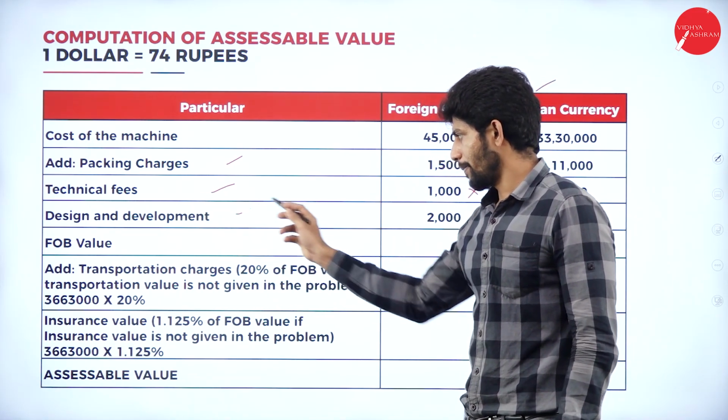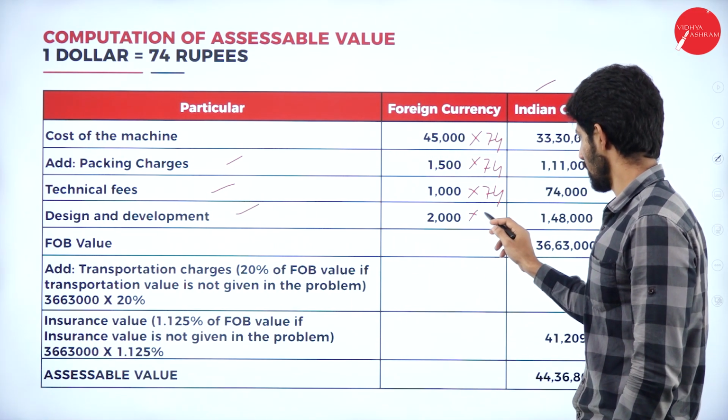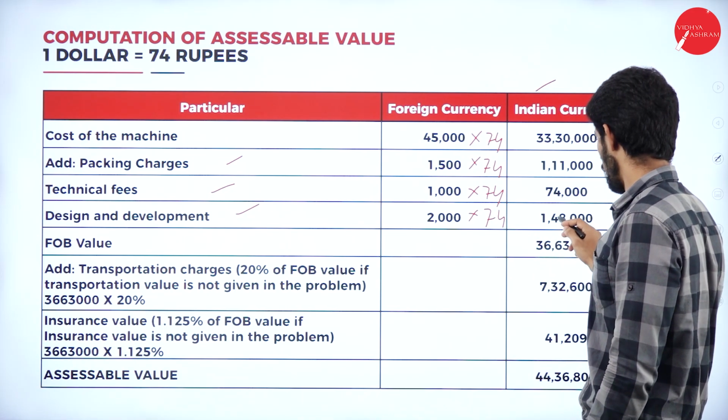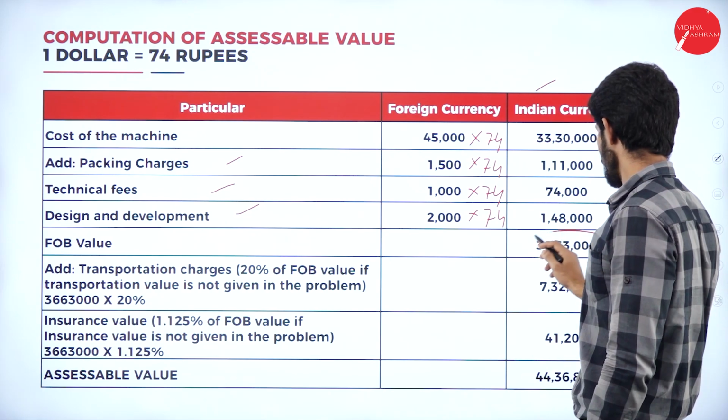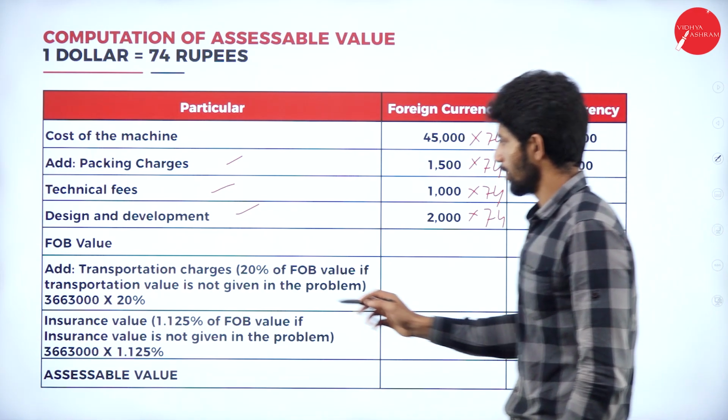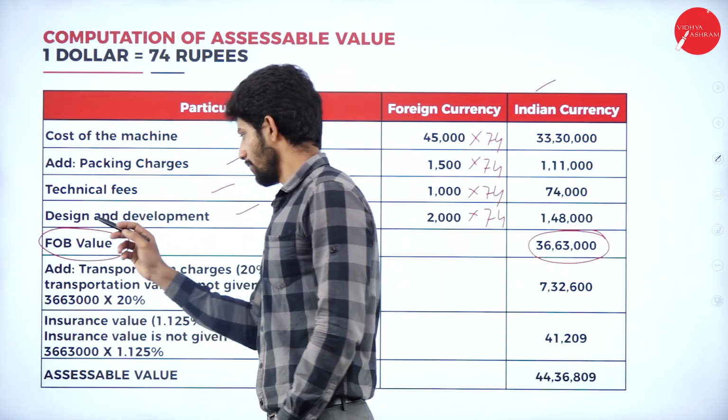Next, design and development charges. 2000 into 74. How much will you get? 1,48,000. So the total value you will get is 36,63,000. It is called FOB value.